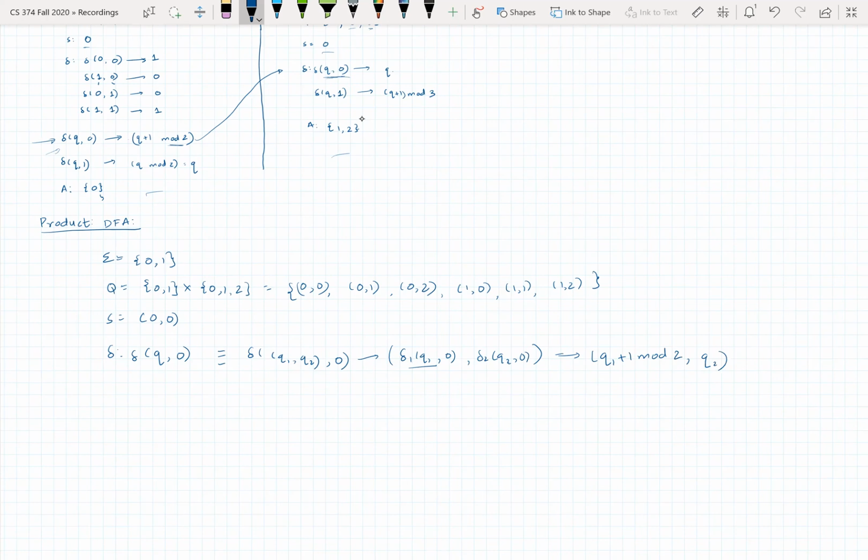Okay, great. And delta of Q comma 1, this is again equivalent to delta of Q1 comma Q2 comma 1, where Q1 is the first component, Q2 is the second component. It will again perform the transition functions of its component DFAs. Oops, this is delta 1 Q1 comma 1, comma delta 2 Q2 comma 1. So what is this? Delta 1 we will copy from here. So this is just Q. So this remains at Q1, and delta 2 we copy from here. So this is Q2 plus 1 modulo 3.